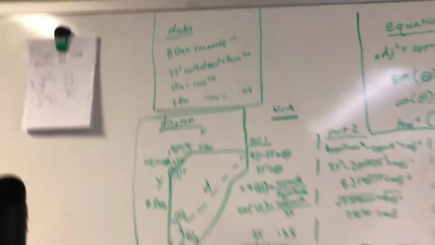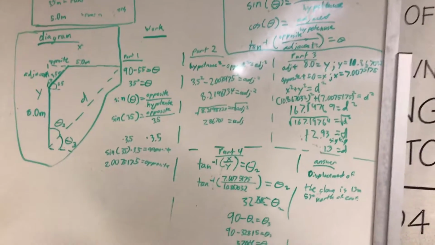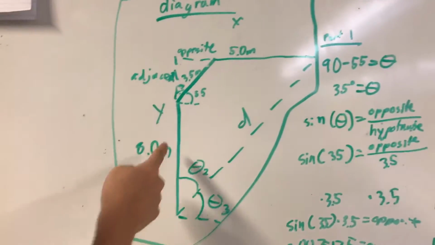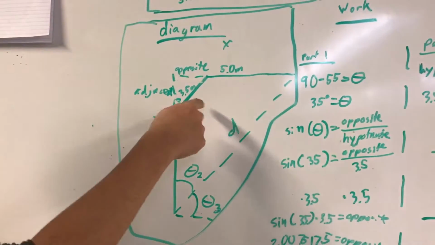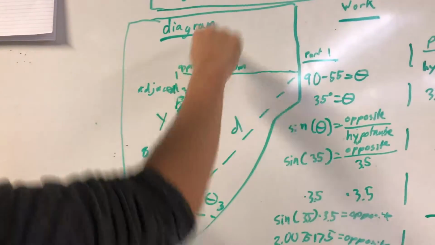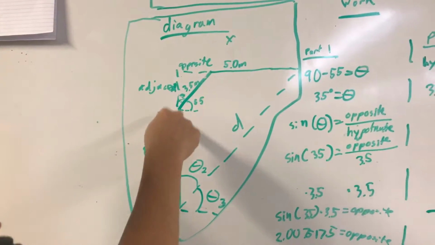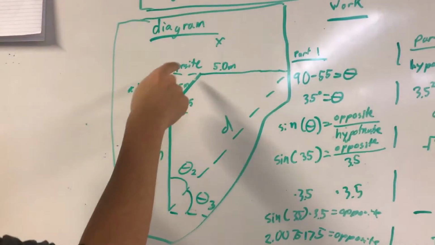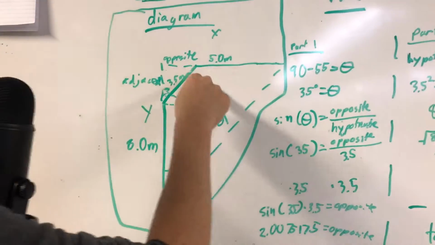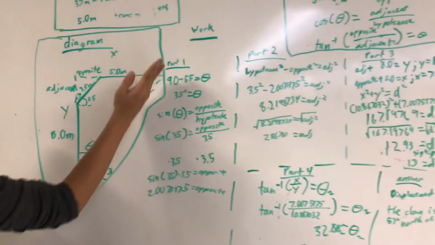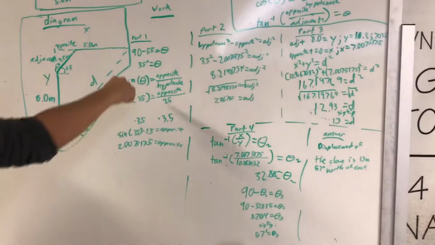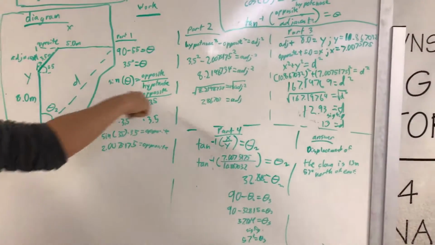Okay, so now we must draw a diagram so we know what's happening in the problem. He runs 8.0 meters north, then he takes a 55-degree turn right here. Then he runs 3.5 meters this way after this turn, and then he runs 5.0 meters east right here. So the problem is asking for this displacement right here. In order to solve that, we must put this problem into parts.